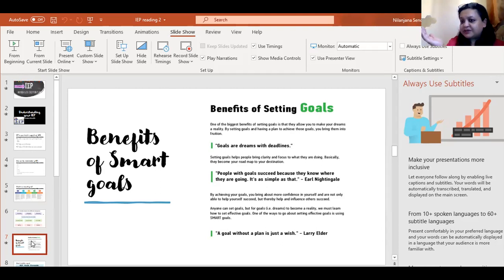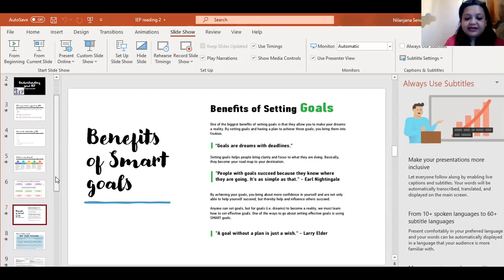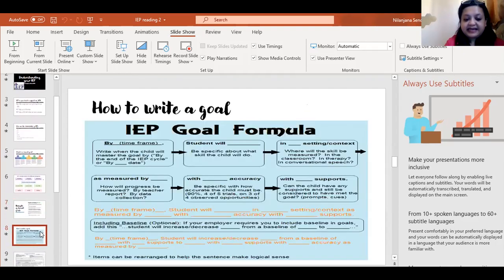So nothing is impossible. And then for goals, for deadlines, we need a plan. To achieve the plan, we need steps and fragments to reach there. I'll quickly take you to my IEP slide.